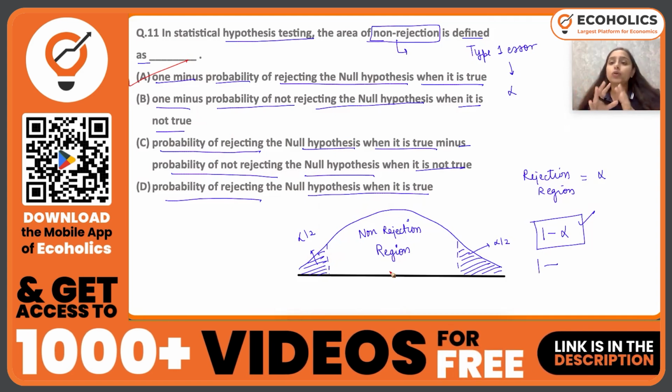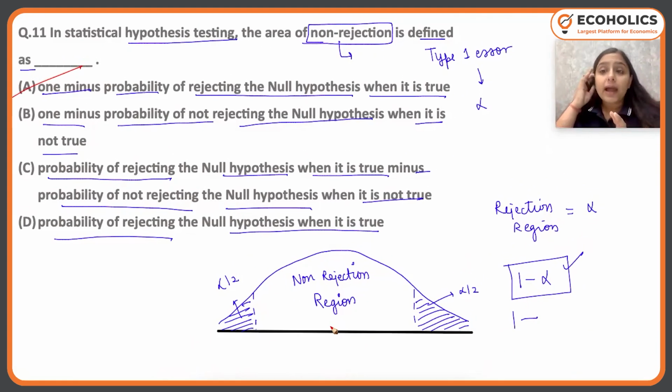So that is how you need to build your concepts. That is how you need to build your conceptual clarity, so that by using these diagrams, these figures, you can very simply reduce your answers even if you don't know the correct answer. So you just need to write it here. As soon as I read this phrase, the probability of rejecting the null hypothesis when it is true, I knew this is alpha. So 1 minus alpha. That is why concepts are very important.